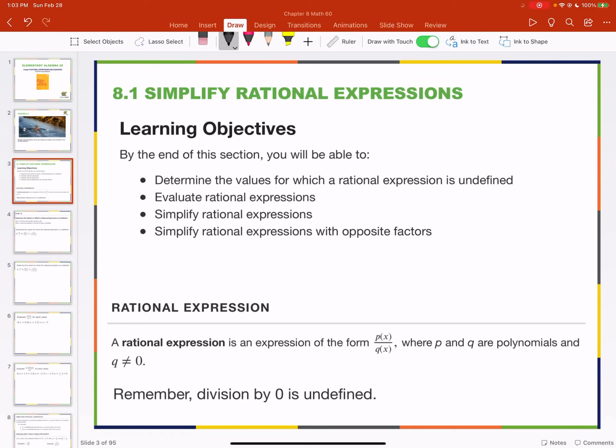Hi everyone, welcome to section 8.1, which deals with simplifying rational expressions. A rational expression is basically just a fraction, a ratio, where you have an expression on the top and another expression on the bottom. See, this is a rational expression. There are so many different kinds, but what we're going to get into is simplifying them.